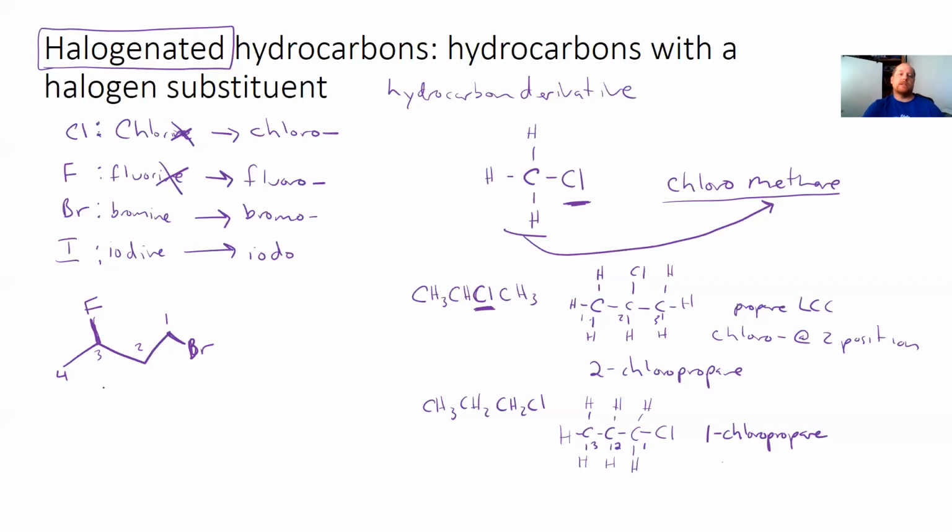And there's a reason that I numbered from this side: the bromine is on the end there. So you have a carbon backbone, the longest carbon chain is a butane. You have a 1-bromo, and you have a 3-fluoro substituent. So when you name it, it would be based on the bromine being named first, because it's alphabetically going to be in that place.